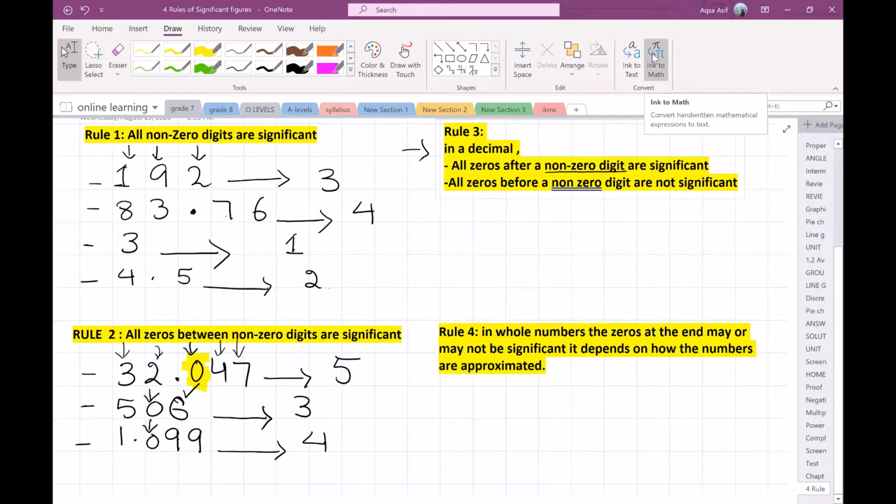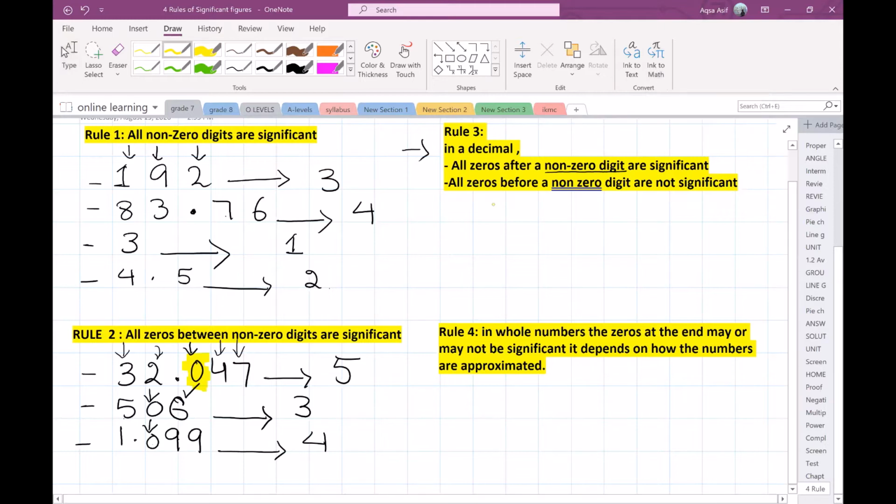All right, let's study rule number 3. This is for decimals. It states that all zeros after a non-zero digit are significant and all zeros before a non-zero digit are not significant. For clarity, let me give you an example. Let's suppose we have 0.10 and we have to figure out how many significant figures are there.